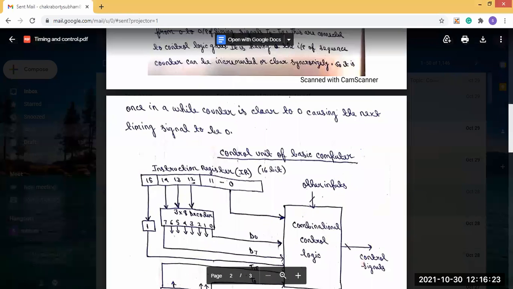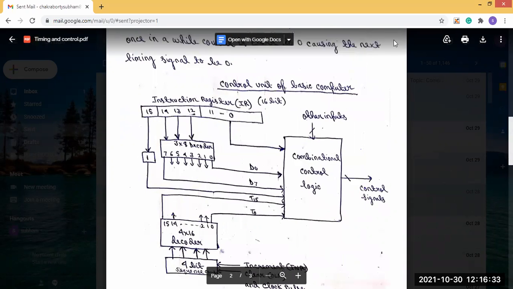Now once the counter is cleared, the count is 0. This is the diagram of the control unit of the basic computer. This is what the control unit of the basic computer looks like.